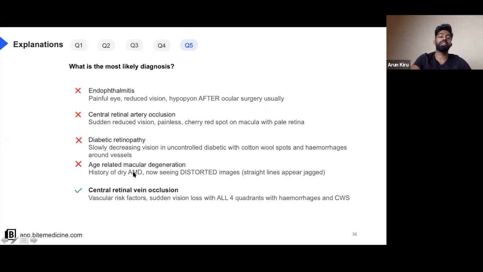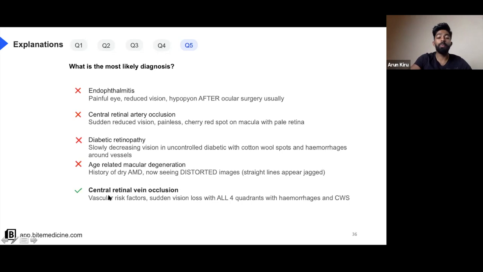Age-related macular degeneration. The vignette would say this patient has dry AMD. Dry AMD is the common type, about 90% of AMD is dry, but they just get deposits, kind of toxic waste products. Then they start to see distortion, that is the big thing here. The vignette will say they see distortion, where the straight lines appear jagged. That's when it becomes wet macular degeneration. And that would be a sudden event, but you don't get all these hemorrhages or anything like that.